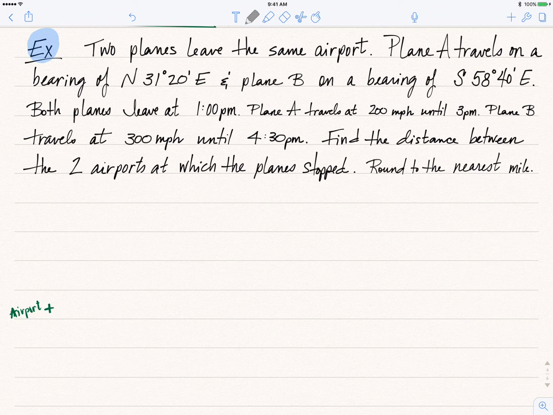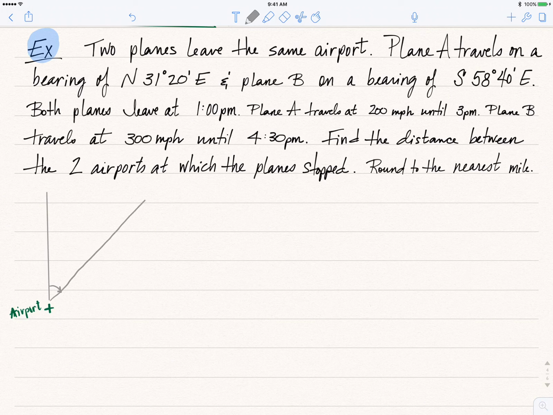North, we all know that from the airport, if I go north, that's going to go straight up. But my plane is not going north. My plane is going northeast, and I know that east is to the right of north.